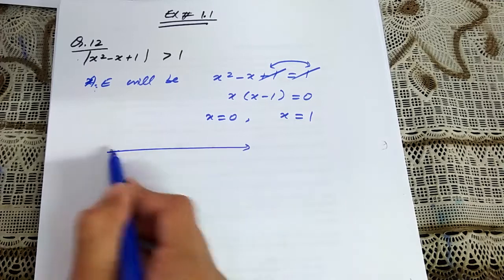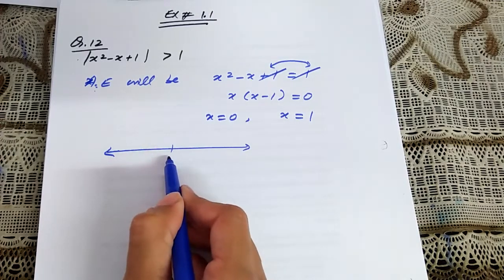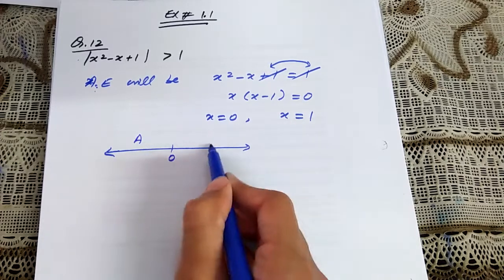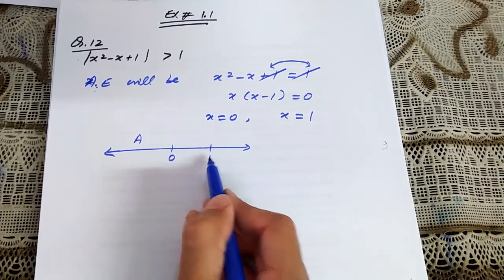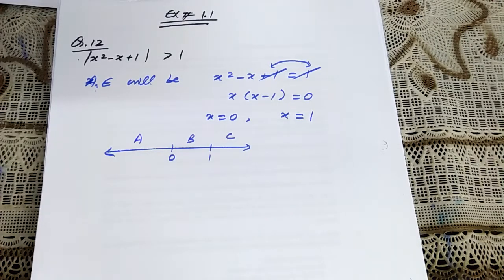Now draw the number line. If I draw the number line here, I will get here the region, this region A, and the second boundary number is 1. So this is region B and this is region C. Now check all your regions in the given inequality.